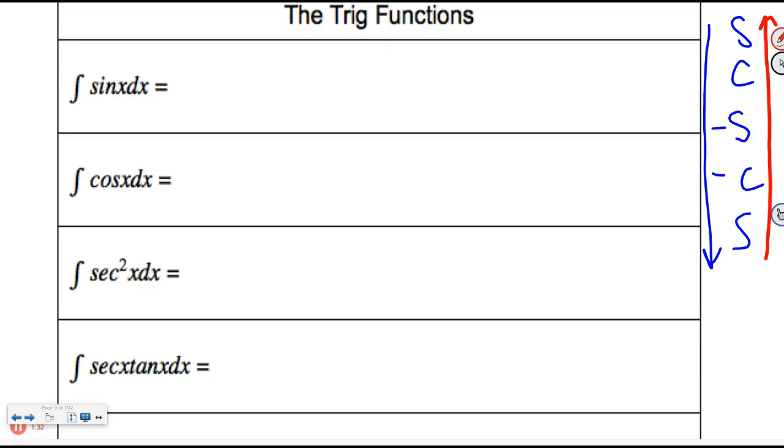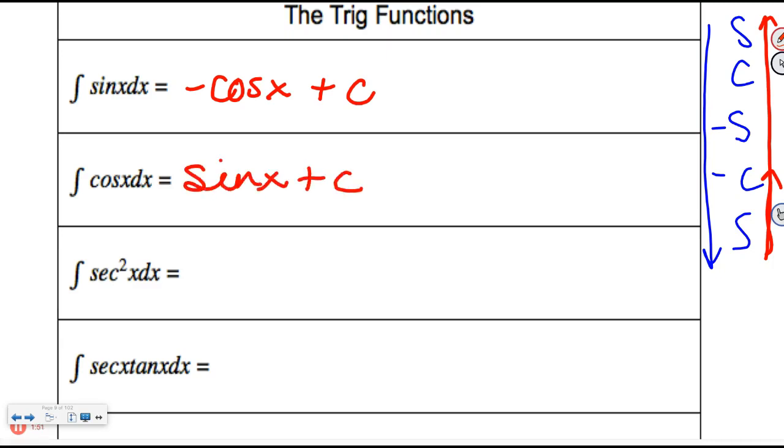So having said that, what do you think the antiderivative of sine is? It's negative what? Cosine x plus our good friend c. Yep, you just read it up the screen. Same here. What do you think the antiderivative of cosine would be? Sine x plus c. So this gives you all things sine and cosine.